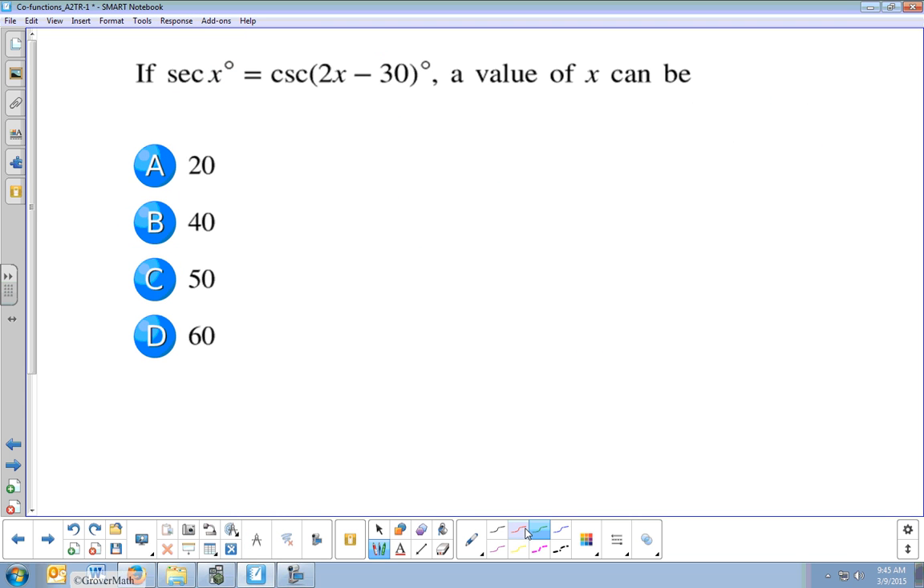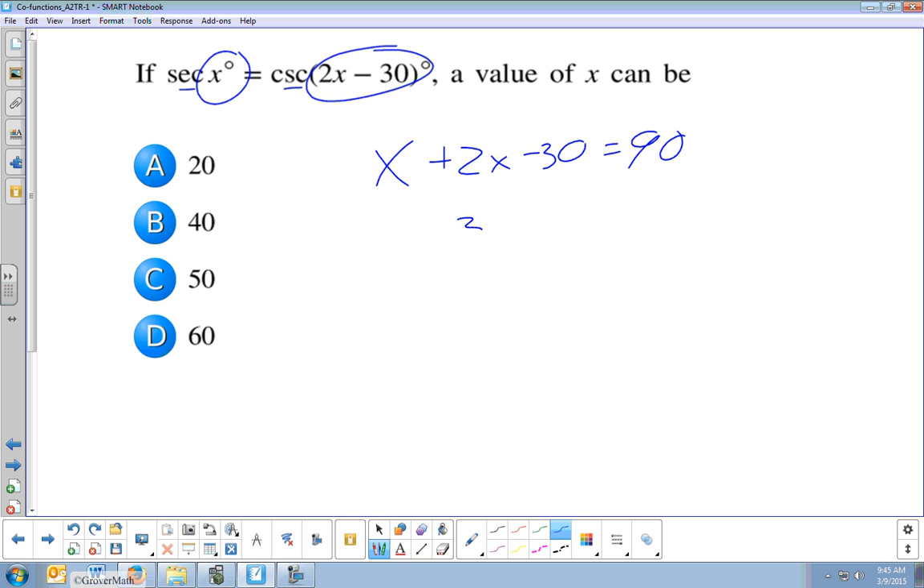One more example with secant and cosecant. So let's just take this plus this equals 90. 3x minus 30 equals 90. 3x equals, if we add 90, 120. x equals 40. What's the value of x? The answer is 40.